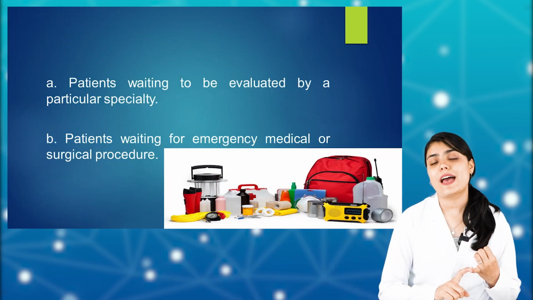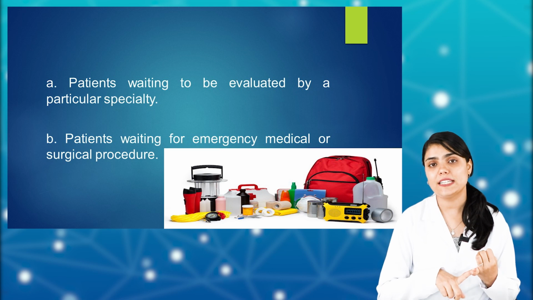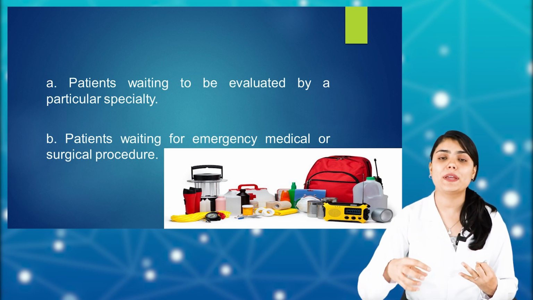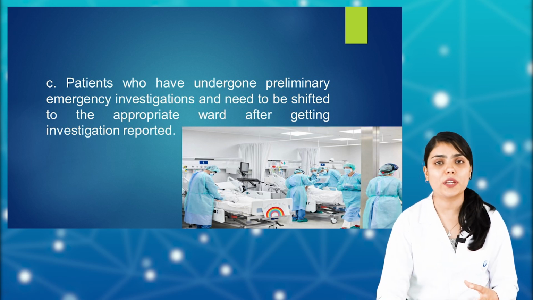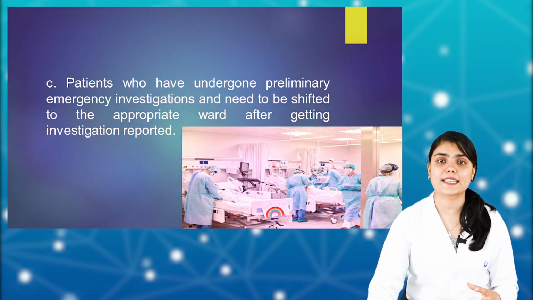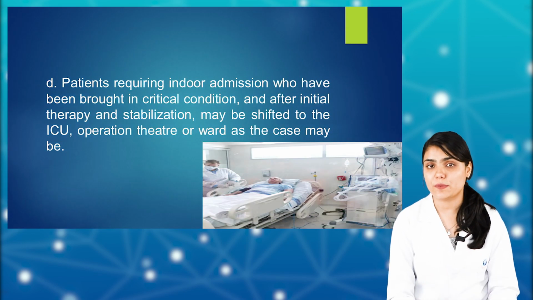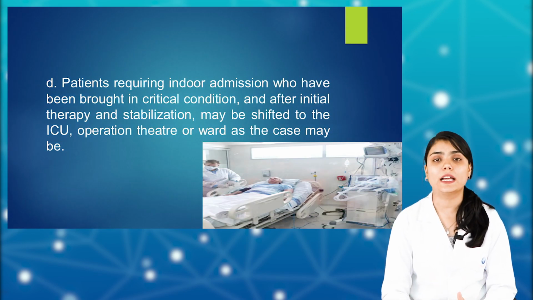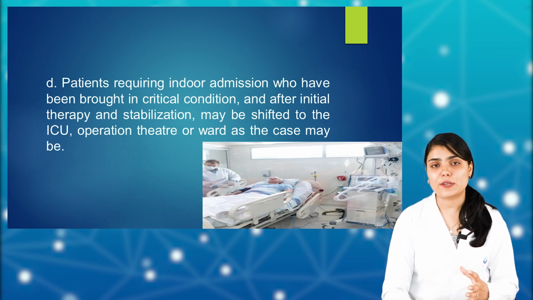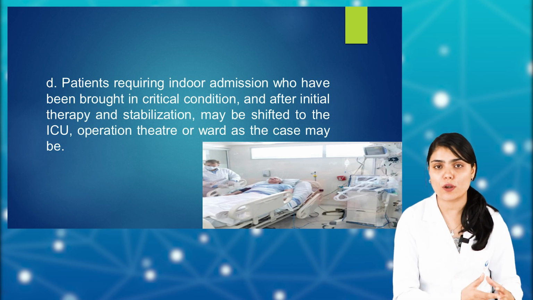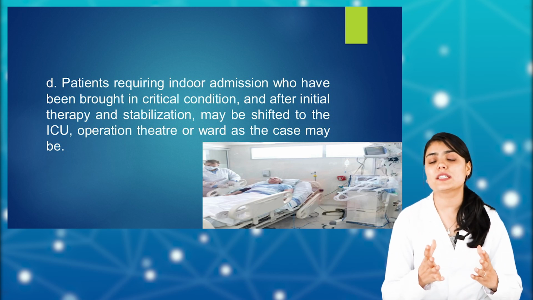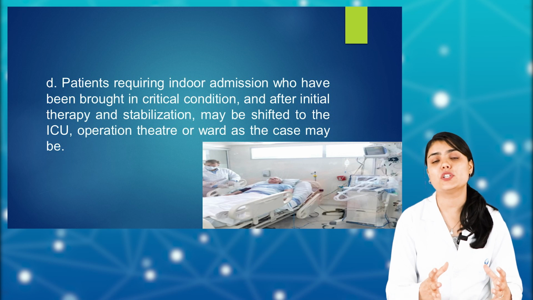Different kinds of patients can be kept in the observation area, such as patients waiting to be evaluated by a particular specialty, patients who are waiting for any kind of medical or surgical procedure, patients who are waiting to be shifted to the appropriate wards or appropriate center, and patients requiring indoor admission who are brought in critical conditions. After initial treatment and after the stabilization of the patient, such patients can be shifted to the ward. But for a certain period of time, the patient is kept under observation in the observation area.